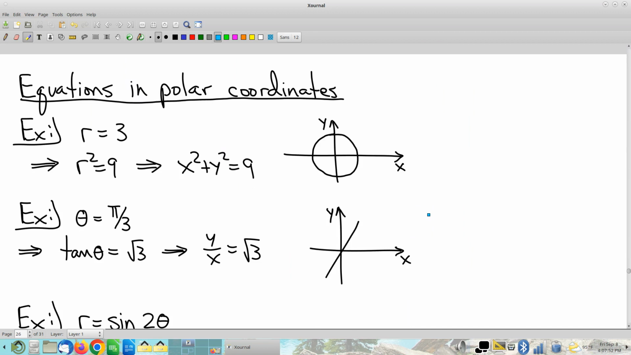Okay, we have 2 minutes. You'd be surprised how quick this part is. How do you interpret an equation in polar coordinates? There's a bunch of examples I'm going to do here. The first two are ultra quick.